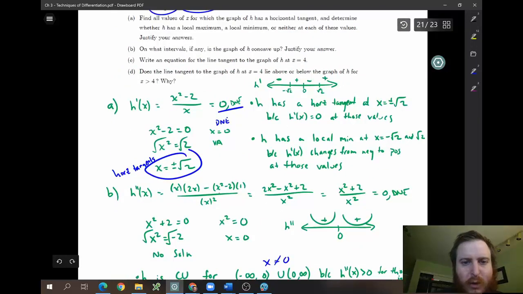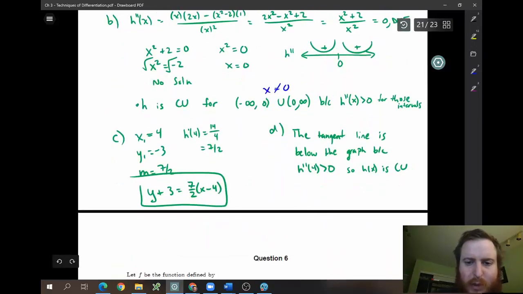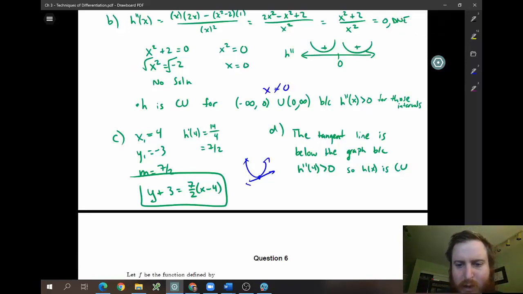Then they asked us, would the graph lie above or below the tangent line? And so because the graph is concave up, right, you can even graph it if you need to, we're going to be below the tangent line. So you say the tangent line is below the graph because h prime of 4 is greater than 0, so h is concave up.